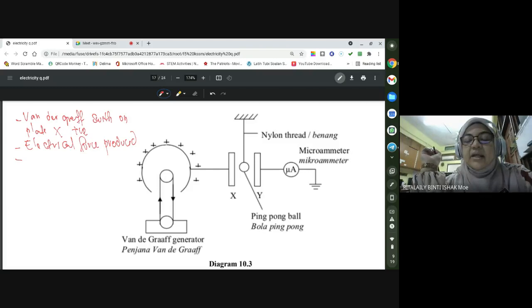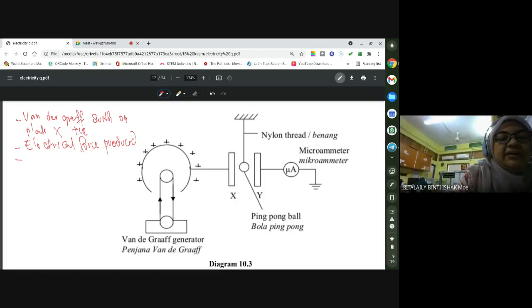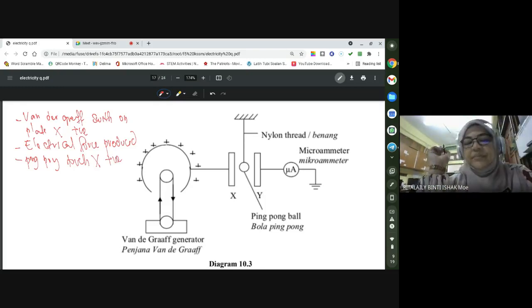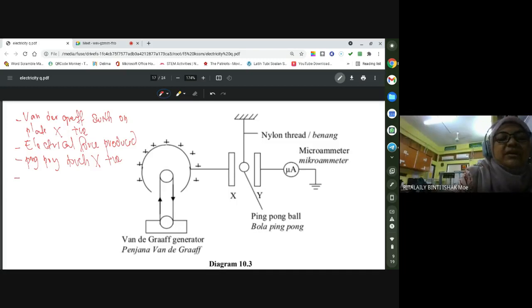And then as for the third point, when the ping pong ball touches the X, it will be positively charged. And then the next point, similar charge repel. So you can write the ping pong ball is repelled from plate X due to same charge, or like charges repel, similar charges repel.